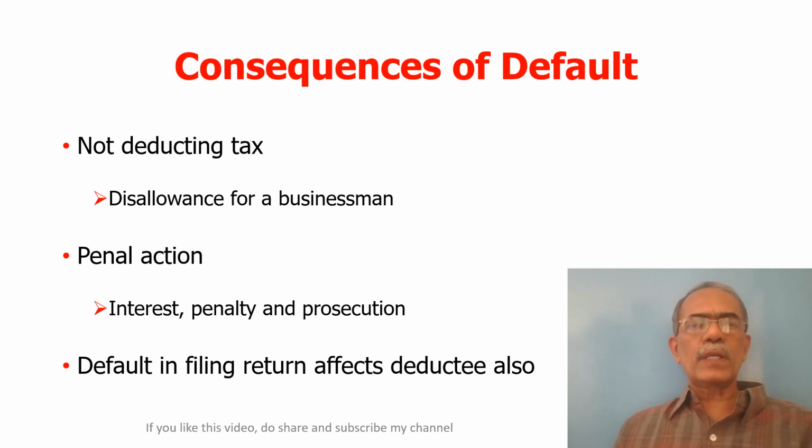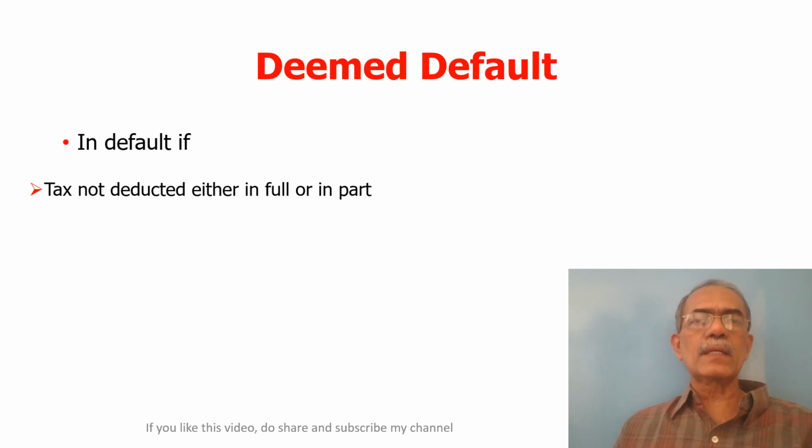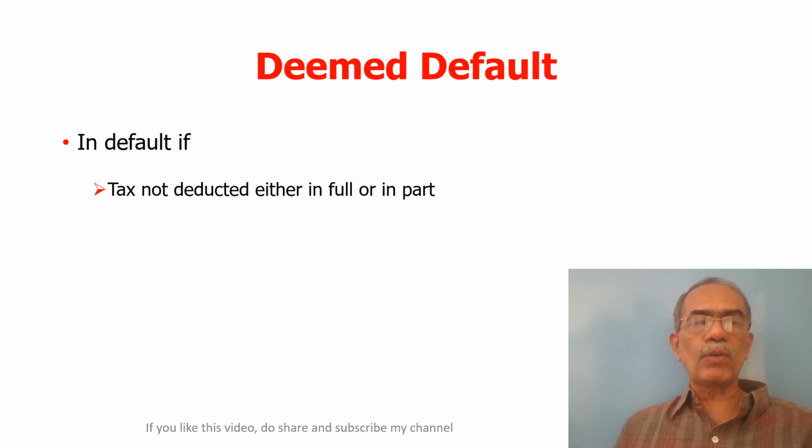Any default in filing the return, either not filing the return or any mistakes committed in the return, etc., affects the deductee also because he will not get his credit for the taxes deducted at source. When is a deductor deemed to be in default? Under the following circumstances, it is deemed that the deductor is in default.